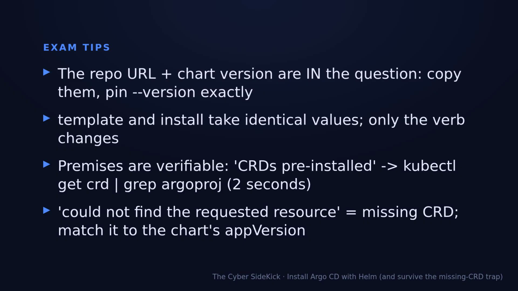Template and install must carry identical values. Same namespace, same set crds.install equals false. Only the verb changes. When a question states a premise like CRDs are pre-installed, verify it. It costs 2 seconds. kubectl get crd, grep argoproj, and learn the signature. A controller crash looping with the server could not find the requested resource means a missing CRD, and the chart's appVersion tells you exactly which CRD version to apply.